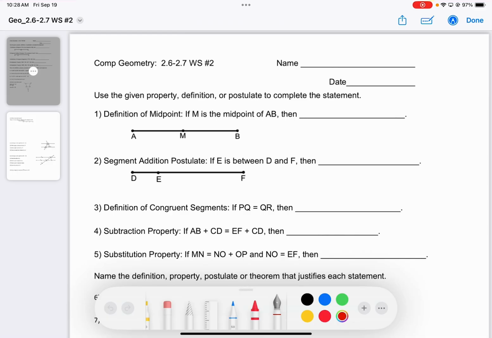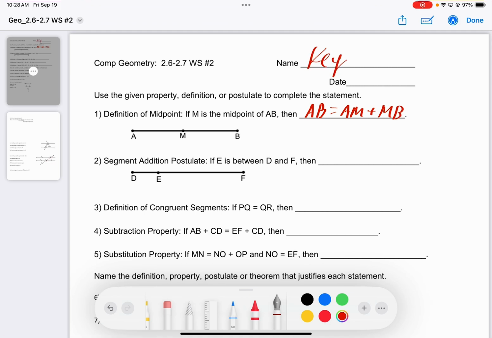So Liam, we just had to do the equation part of it, right? What'd you write? I wrote AB equals AM plus MB. Yeah, so M is the midpoint of AB, so then AB is going to be equal to AM plus MB. Good. All right, cool.